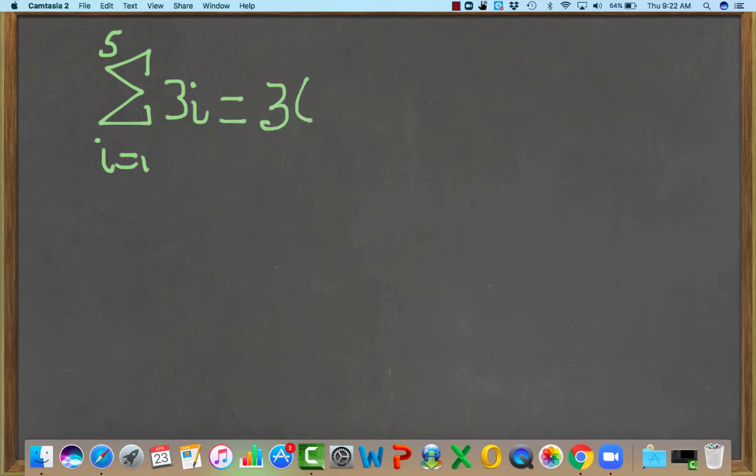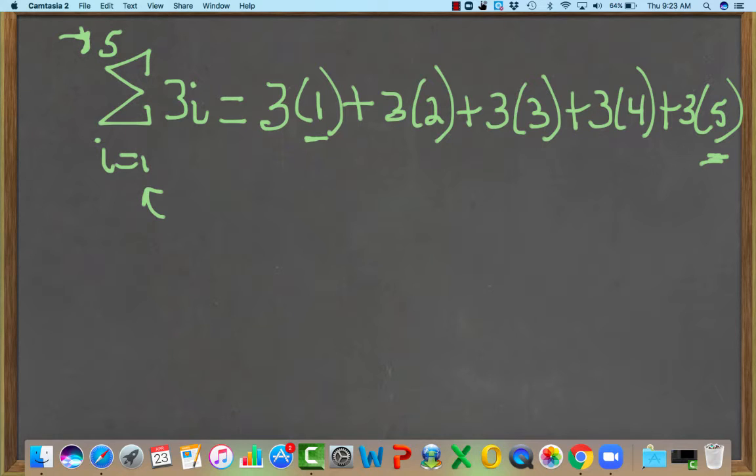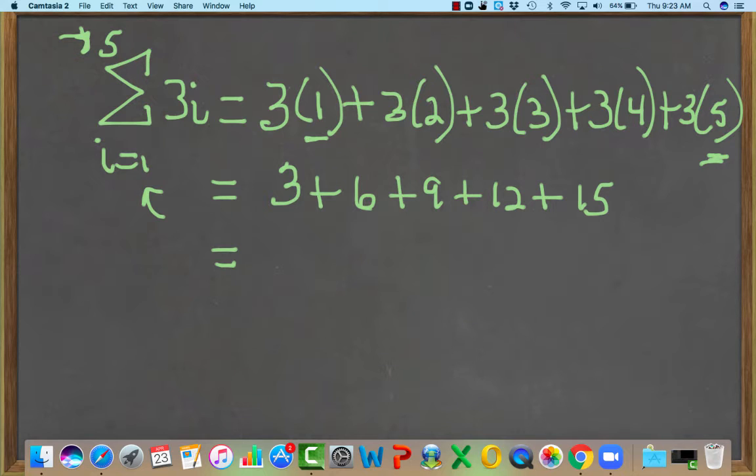So we would do 3 times 1 plus 3 times 2 plus 3 times 3, 3 times 4, all the way out to 3 times 5. So my lower limit was 1, my upper limit was 5. So we started with 1 and we ended when we got to 5. And now I can just evaluate those and get 3 plus 6 plus 9 plus 12 plus 15, which gives me a sum of 45.